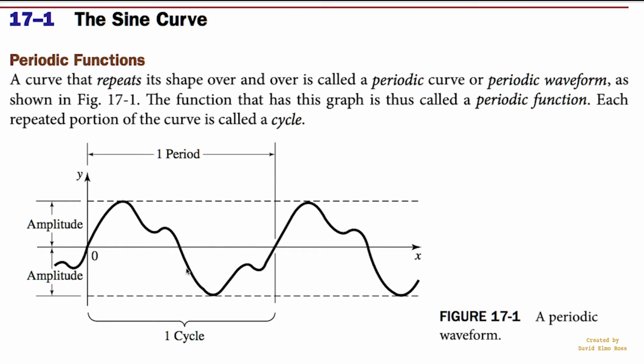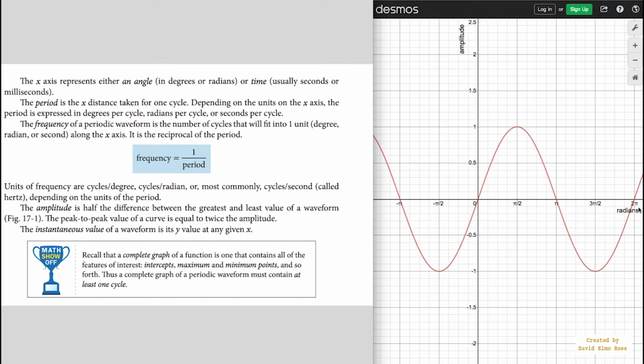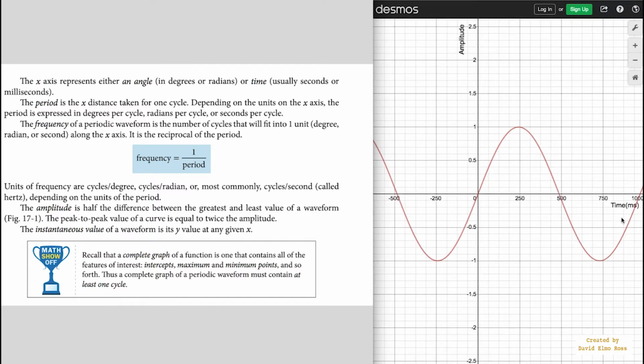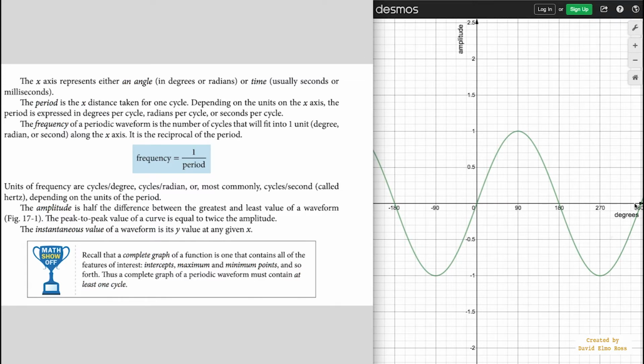Now in terms of waveforms, we're going to find that there's an amplitude, and the amplitude is the distance from this point up here, but the distance from here to here is called the peak-to-peak value. And the peak-to-peak value is really this amplitude plus this amplitude added together. The x-axis represents either an angle, as we can see here in degrees, or it can represent radians, or it can represent a time scale here, say in milliseconds, microseconds. The period is the x distance taken for one cycle between here and here. Say this is 1,000 milliseconds. This would be 2 pi radians for one cycle, or this could be 360 degrees for one cycle.